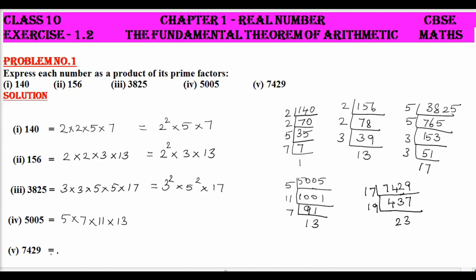Okay, now I have factored 7429 as 17 into 19 into 23. Here again the factors are not repeated, so let me leave it as it is. So this is how I factored all the 5 numbers as products of prime numbers.